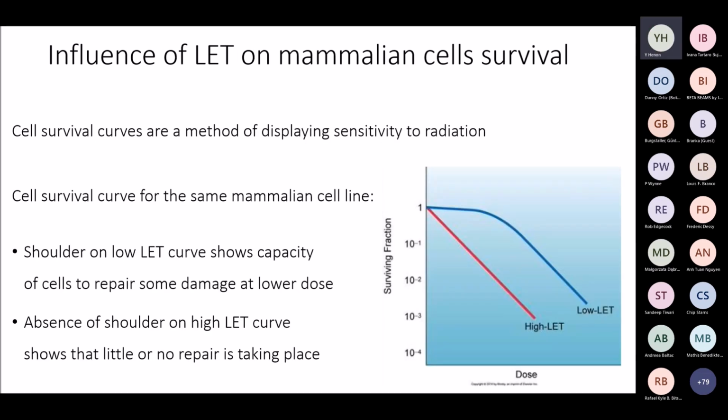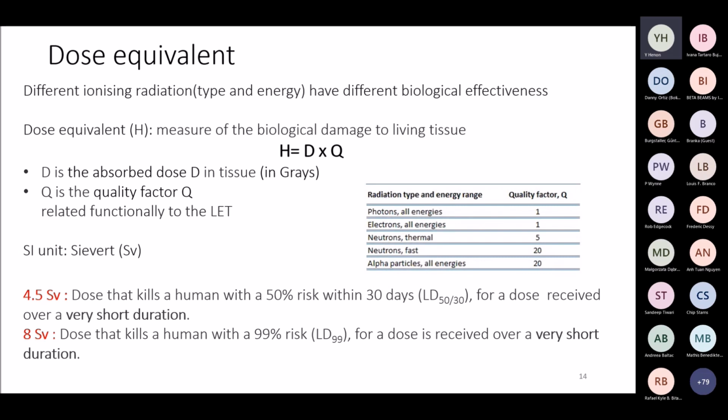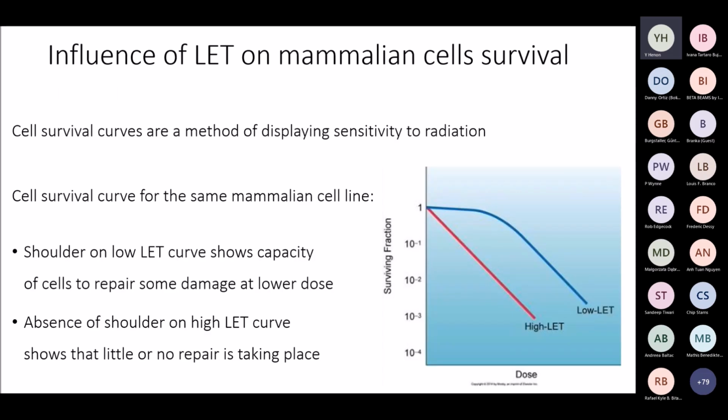So if you look, for example, at this graph of the dose delivered to mammalian cells, comparing two types of radiation, one with low LET and one with high LET, you see that for the low LET there is a shoulder, which means that there is still some capacity for the DNA to repair some of the damage. This does not happen with high LET, where no or minimal repair takes place.